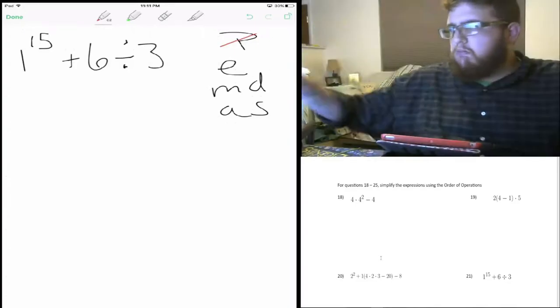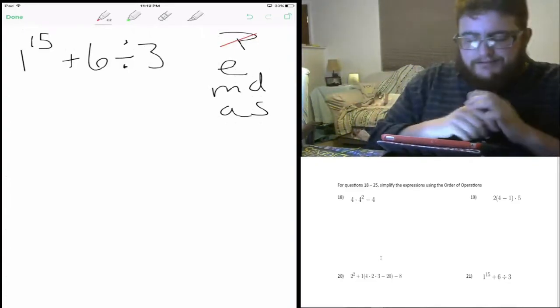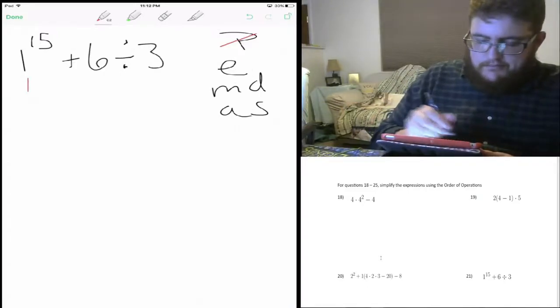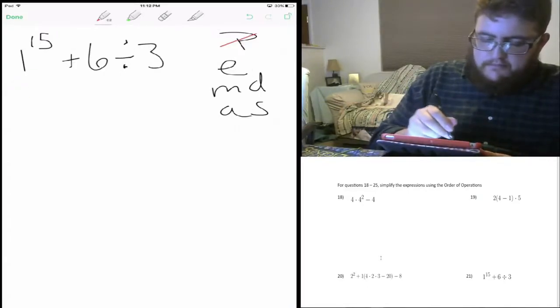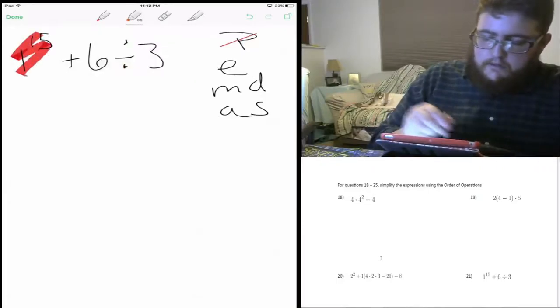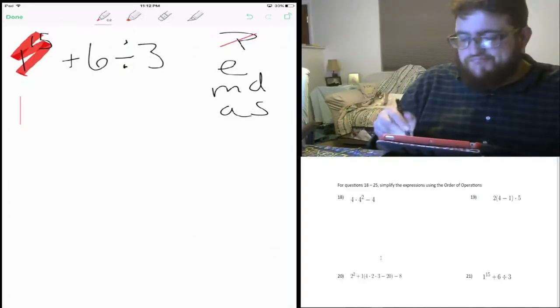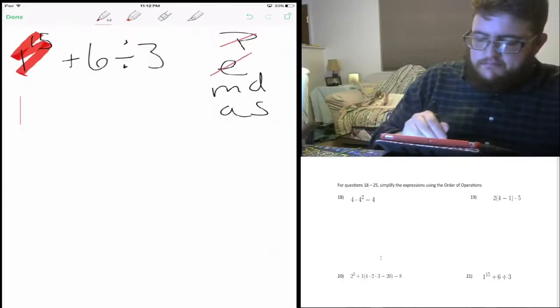But remember, 1 to the 15th power is the same as 1 times 1 times 1 times 1 times 1, 15 times. But no matter how many times we multiply 1, we're just going to get 1. So 1 to the 15th power is just 1. And we'll bring down everything else. That is the rest of the exponents there, so we can cross out the E.